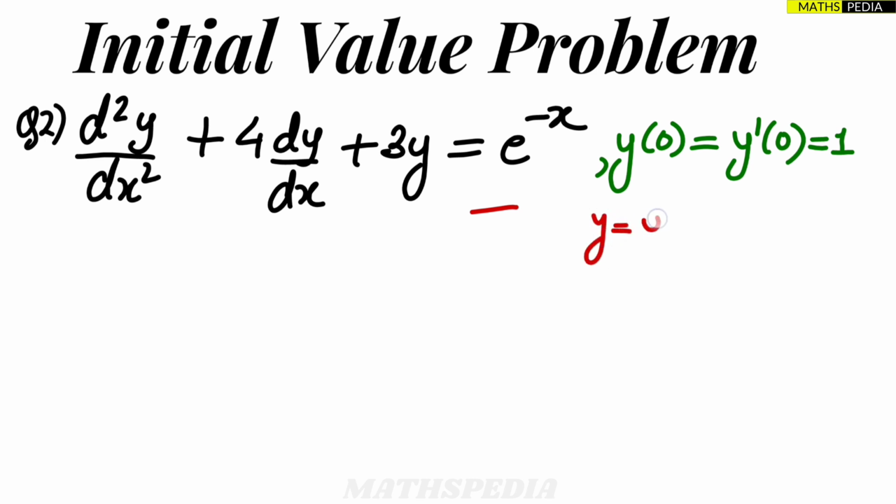See, the solution is basically yc plus yp. Yp has come here because of the RHS part. Yc is also called the complementary function, and yp is nothing but the particular function or particular integral. So this is the entire solution of this particular question.